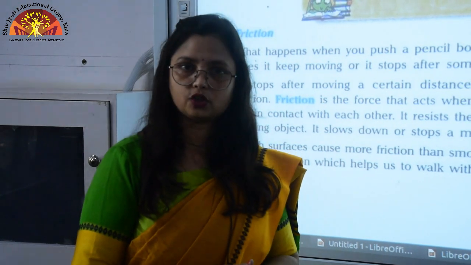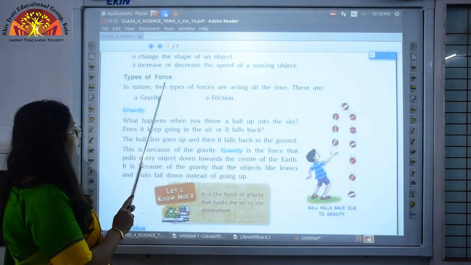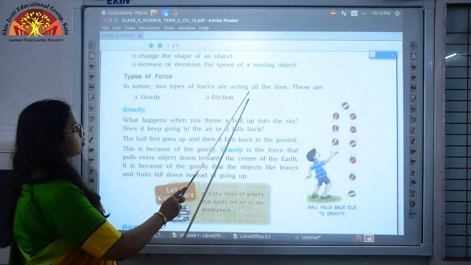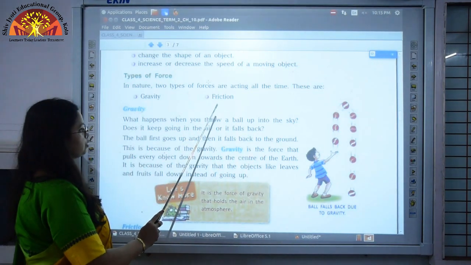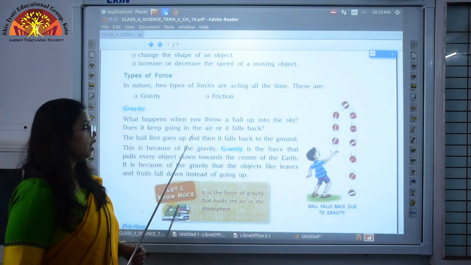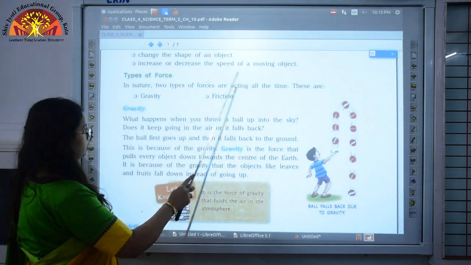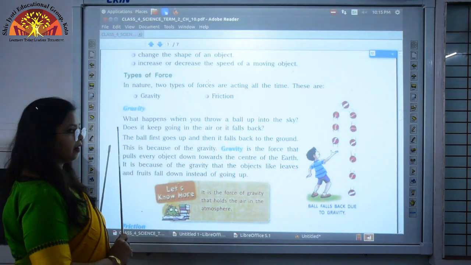Now, we come to the next topic, that is types of forces. Now, children, in nature, two types of forces are acting all the time. These are gravity and friction. So, there are many types of forces, but two forces are acting all the time in nature. These two forces are gravity and friction. So, let us see what gravity is.